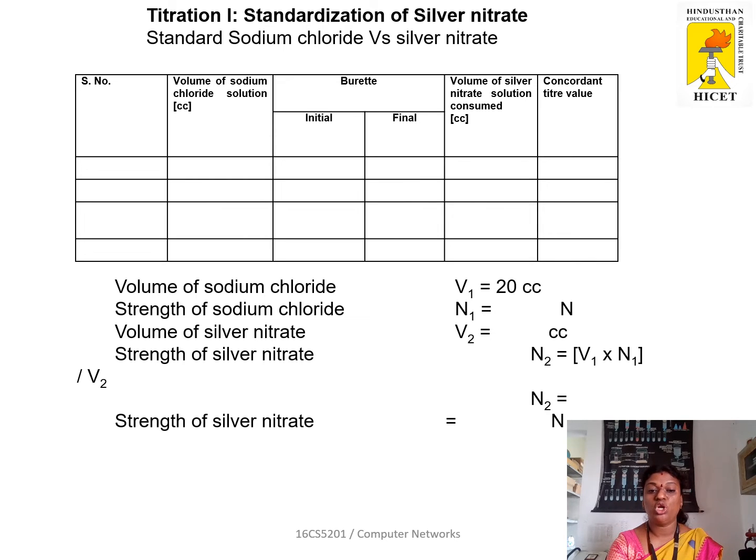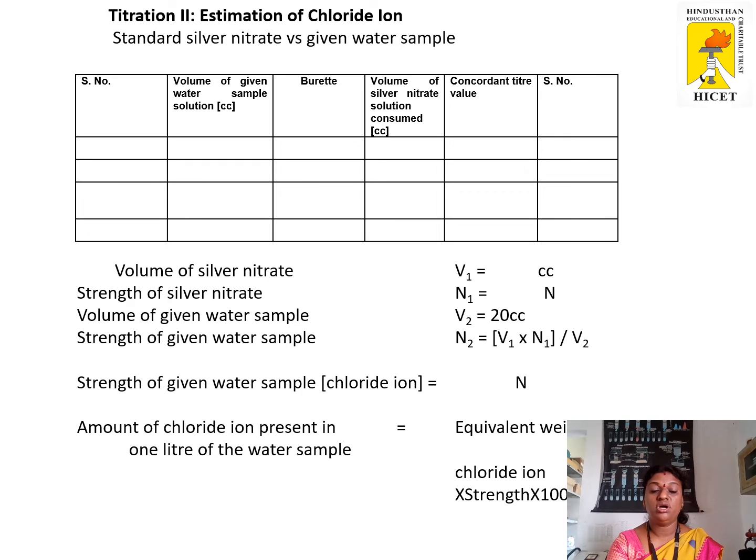For the calculation, the volume of sodium chloride is 20 cc, and the strength of sodium chloride is 0.01 N, which is given to you. The volume of silver nitrate is the burette reading that you have got for the titration. According to V1N1 = V2N2, you have to find out N2, the strength of the silver nitrate. The strength of silver nitrate value that we have obtained from the first tabular column is what we have to enter here. We have got the answer from the previous calculation, and that strength we have to substitute here.